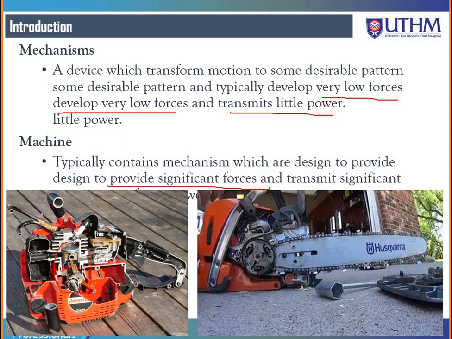So this is the mechanism. This is called a mechanism. Whenever we completely assemble it and so on, we call it a machine, because it transmits significant power.